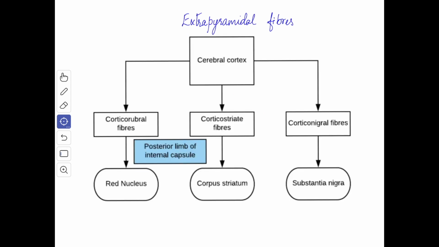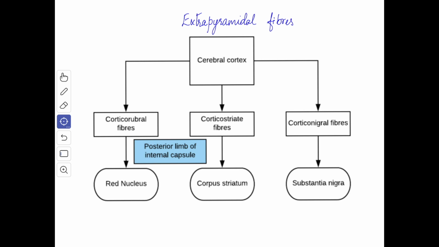Next we'll see the extrapyramidal fibers. These fibers arise from the cerebral cortex and relay into the subcortical gray matter which belongs to the extrapyramidal system, namely the red nucleus, the corpus striatum and the substantia nigra. And they are named according to their destination: the corticorubral fibers which end in the red nucleus, the corticostriate fibers which end in the corpus striatum, and the corticonigral fibers which end in the substantia nigra.